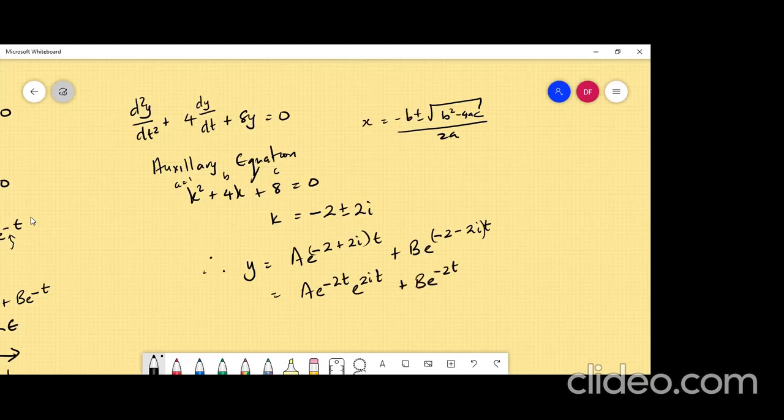I'm a maths teacher from high school. We're going through some things that might be unnecessary. So we're going to factorize out all the e to the minus 2t, and then we are going to be left with a e to the 2i t plus b e to the minus 2i t.